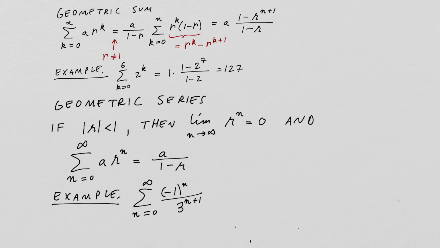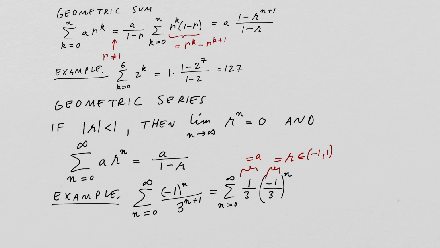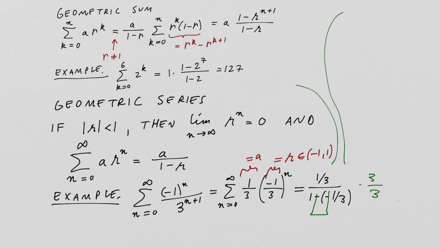Let's consider this series. We find the value of a and the value of r, and r seems to be having absolute value less than 1. We use our formula, and now the minus signs will cancel, and we can simplify by multiplying the numerator and the denominator by 3, and what we will get then is that the sum is equal to 1/4.